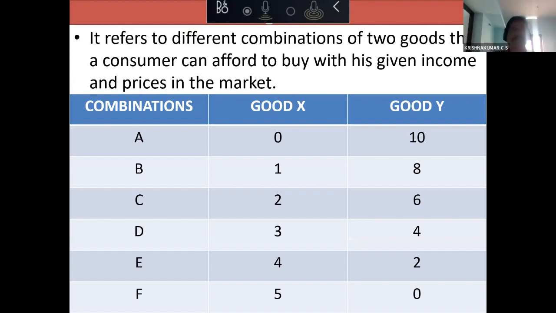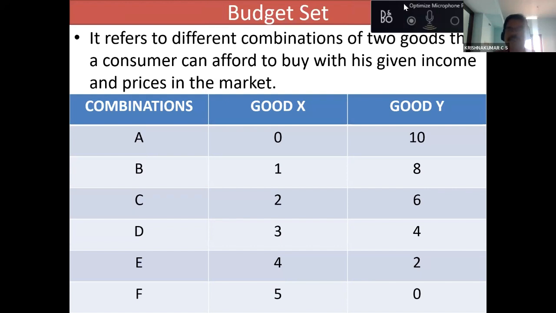This one is actually the combinations. We call it budget set. So in indifference curve analysis, after explaining indifference curve, we need to go to the budget set and budget line. What is budget set, teachers? We assume that the consumer consumes only two goods. All his resources are spent on these two goods.